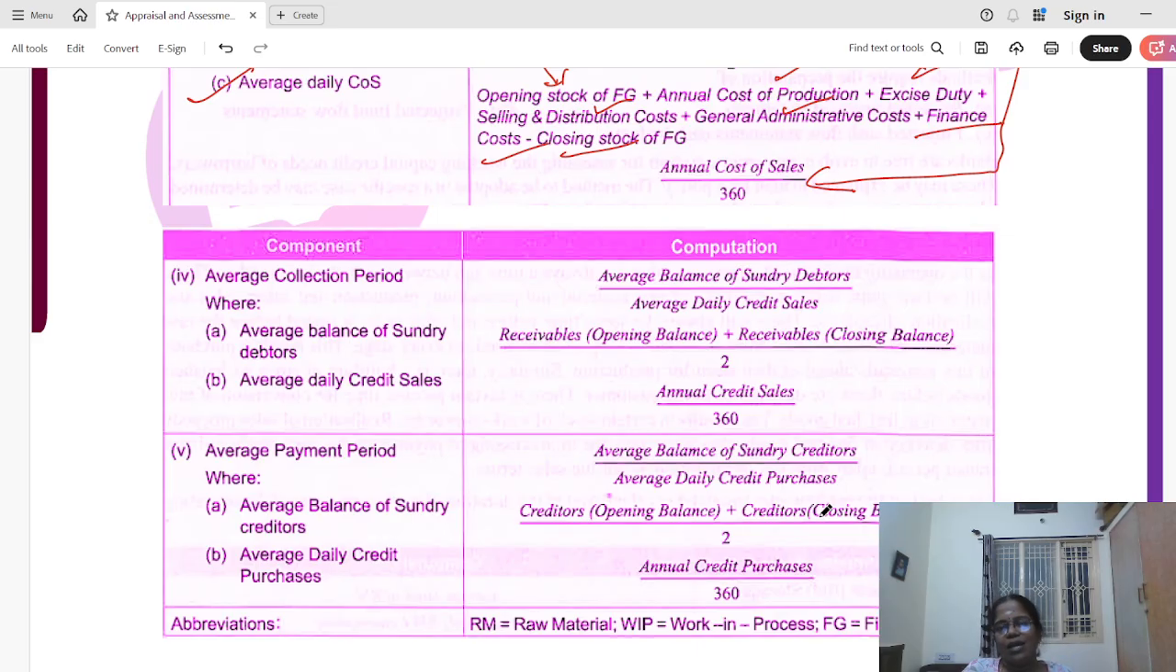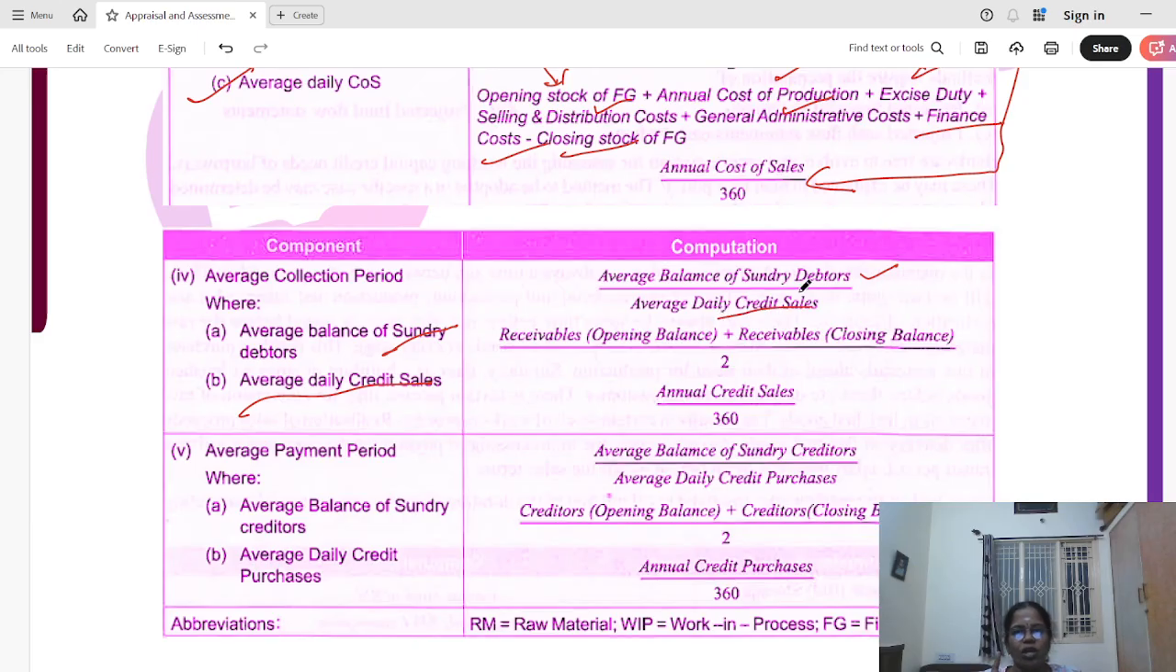For example, if they have given the loan amount to the consumer, that is the borrower, what is the average collection period? For example, the debtors, the average collection period, where average balance of sundry debtors and average daily credit sales, how much average credit sales? So the formula is average balance of sundry debtors divided by average daily credit sales.